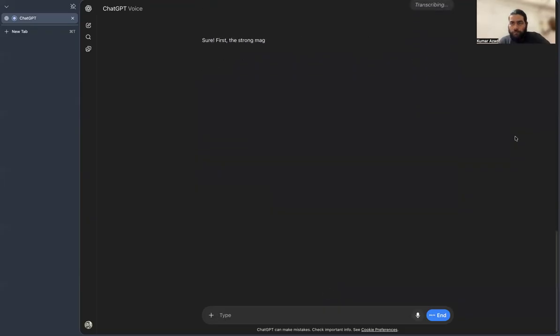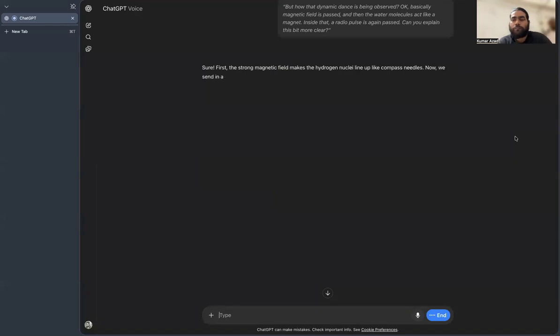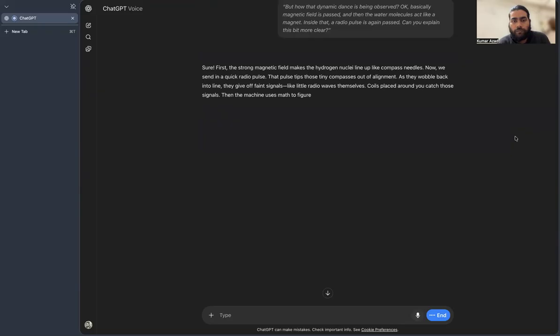Sure. First, the strong magnetic field makes the hydrogen nuclei line up like compass needles. Now we send in a quick radio pulse. That pulse tips those tiny compasses out of alignment. As they wobble back into line, they give off faint signals, like little radio waves themselves. Coils placed around you catch those signals. Then the machine uses math to figure out exactly where each signal came from, forming a 3D picture of your insides.